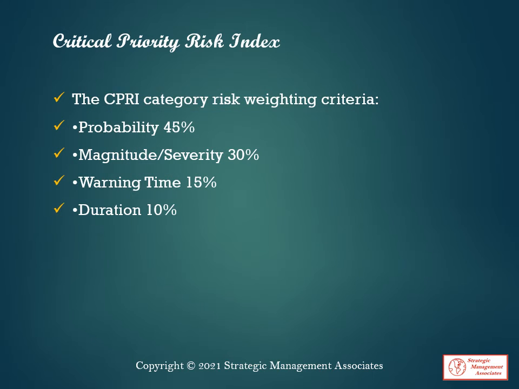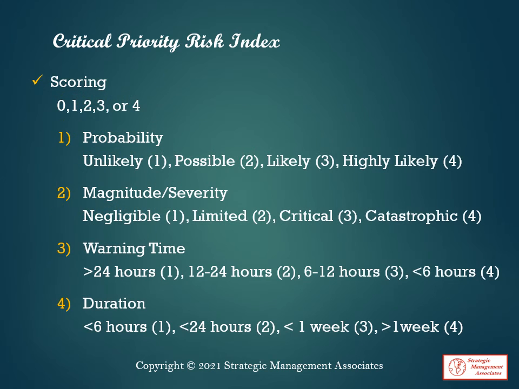Now, the CPRI category risk weighting criteria is recommended, but few people modify this. In terms of probability, it is risk weighted at about 45%, magnitude at about 30%, warning time 15%, duration 10%. Again, most people don't modify these numbers. Scoring goes from 0 to 4, with 0 meaning none. So for instance, if you're a one-room schoolhouse that has analog phones and no computers, IT issues are simply not a threat. So therefore, although you list out the hazard, it would be scored as 0. But the scoring goes from 0 to 4.